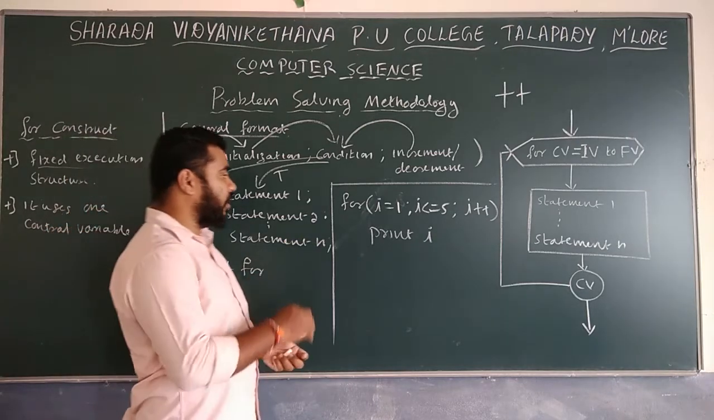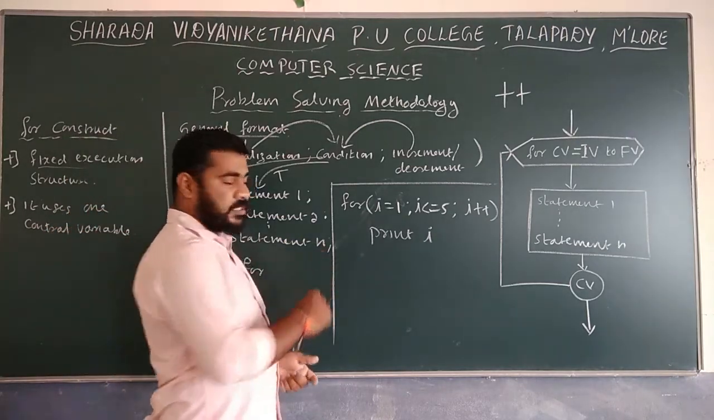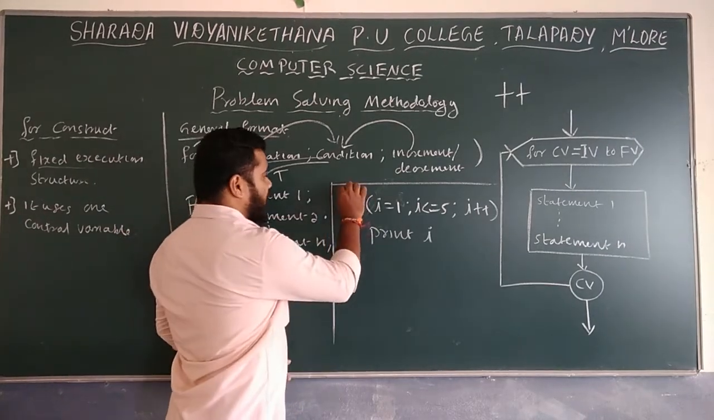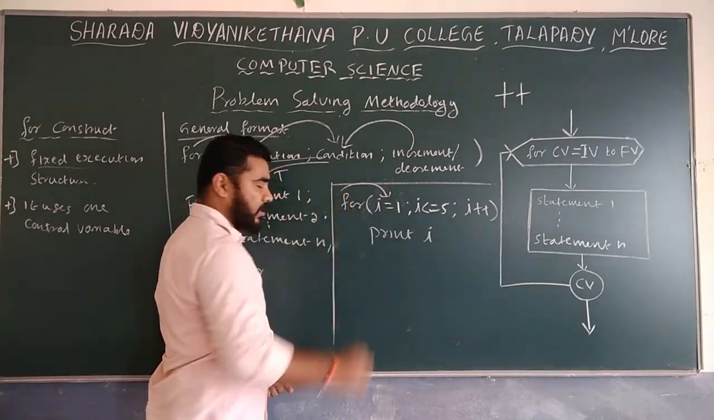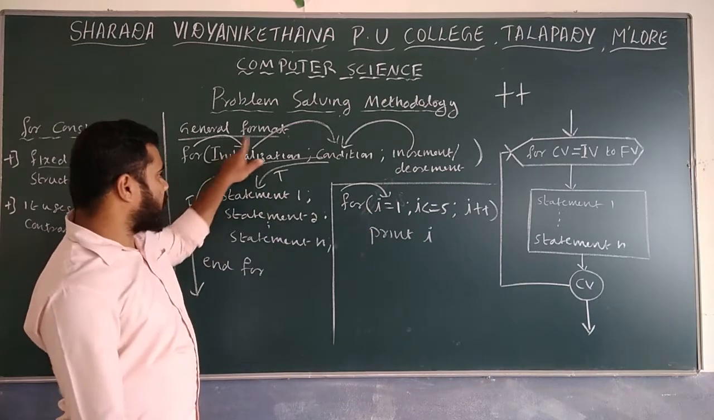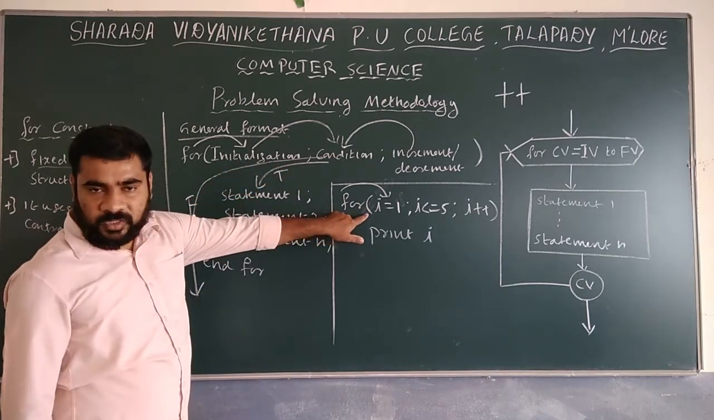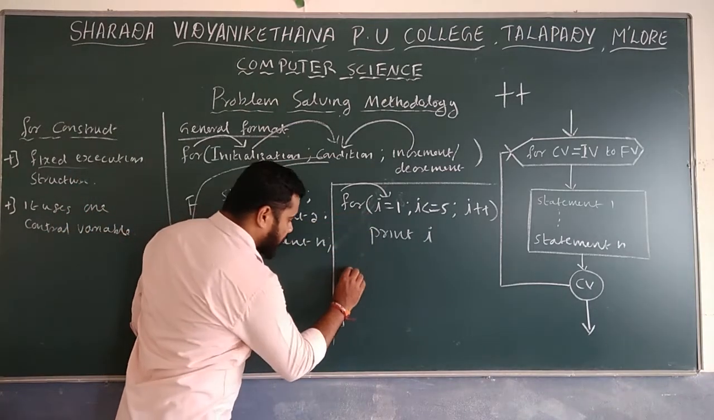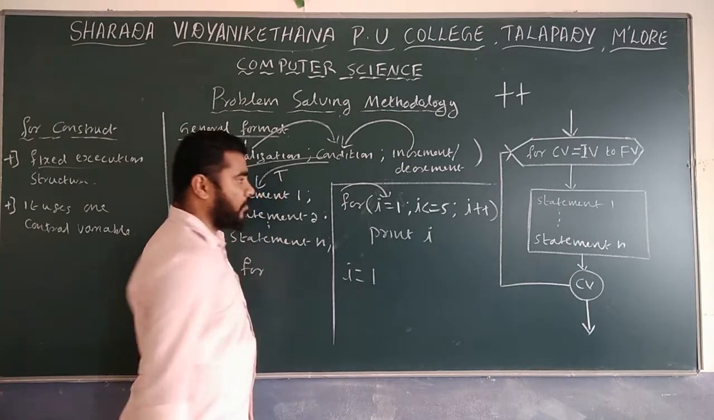So how will it work? What is the first step here? First, control is going to initialize the value. I is equal to 1. So the I value is equal to 1.